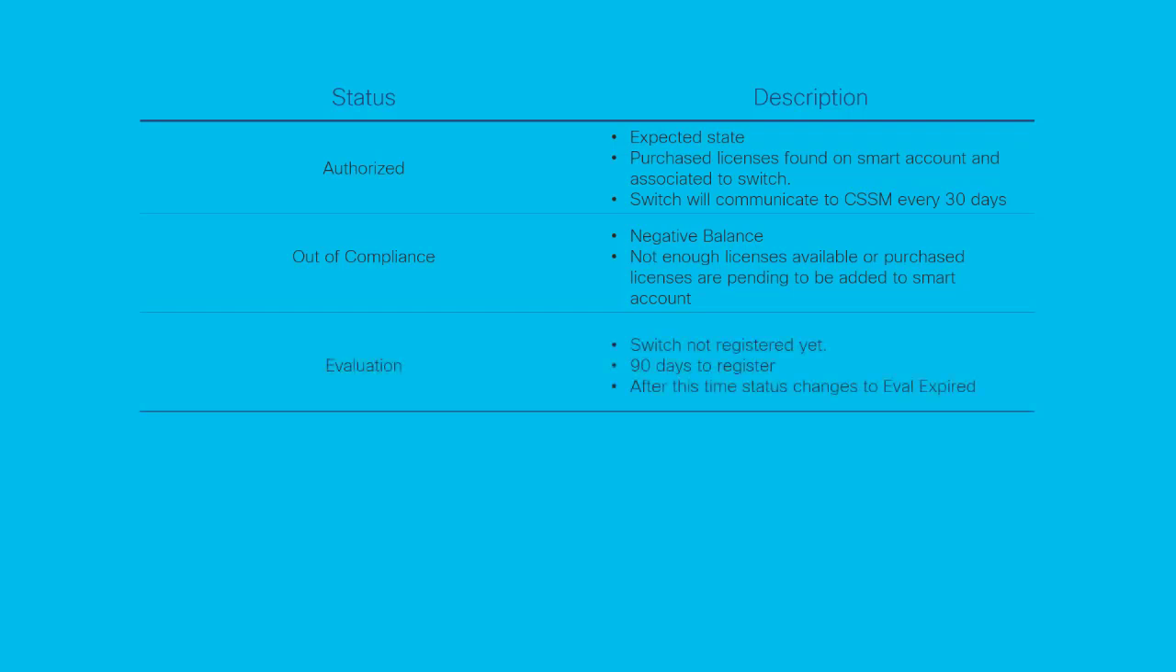Eval mode. The following status is displayed when we haven't registered our switch. You have an evaluation period of 90 days to register the switch, and after this time, you would see the status change to evaluation expired. This means we have exceeded the evaluation period. There is no impact in operation if you enter this status. However, it's important to register the device to be in compliance with Cisco requirements.